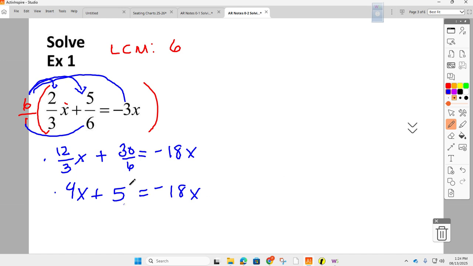Okay, now we have an equation just like the ones we solved yesterday. Nothing to combine on this side, but we do have to get the variables on the same side. How do you get the variables on the same side? What do you think, Misha?